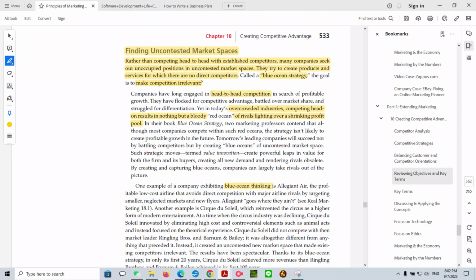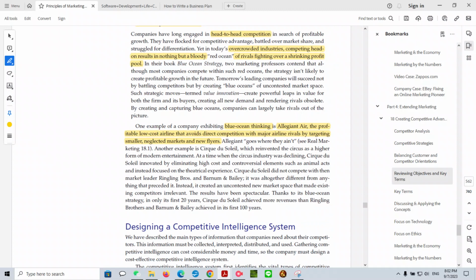Now, Legion Air is a profitable, low-cost airline that avoids direct competition with major airline rivals by targeting smaller, neglected markets such as new flyers. Okay? The other way, because I've read this before, by the way, they also target smaller markets or airports that the bigger airlines don't use as much. So that means there's less competition at certain airports for smaller cities. So there's less competition in smaller cities for the same business. Okay? So that's your blue ocean strategy.